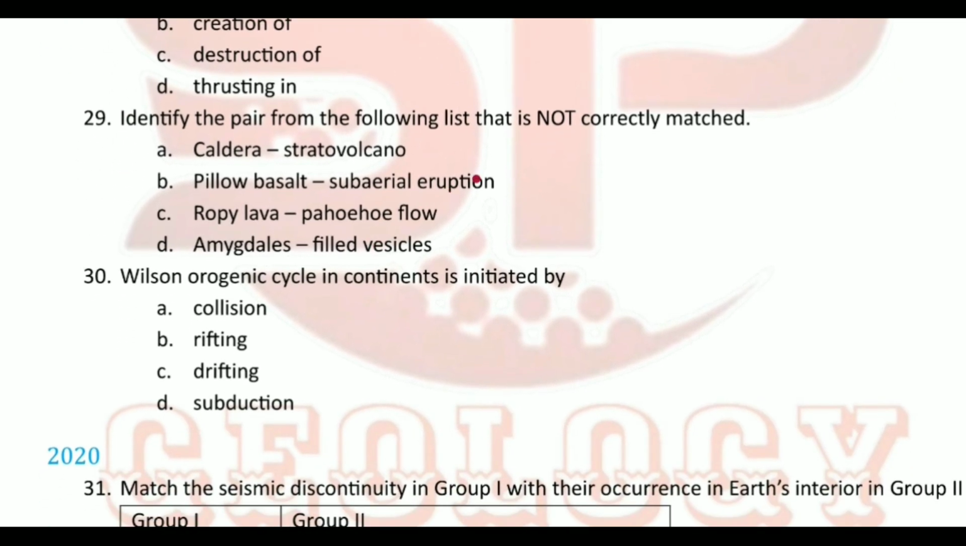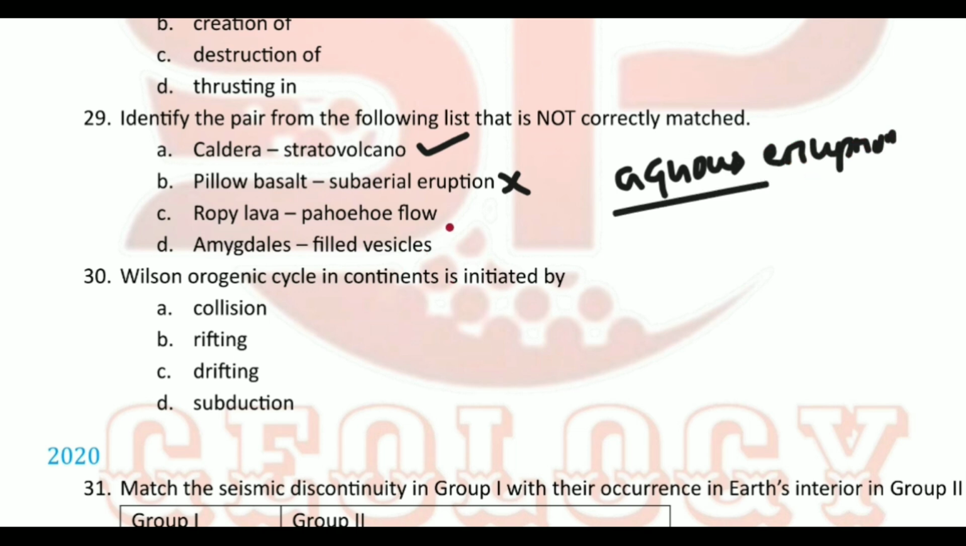Identify the pair of the following list that is not correctly matched. Caldera, stratovolcano: it is a very explosive type of volcano. Caldera is always associated with stratovolcano, the larger crater produced in a stratovolcano. Then below basalt, subaerial eruption will be incorrect. Below basalt, it is always an aqueous eruption. Lava or magma erupting in water, in marine condition, will be below basalt. So the aqueous condition is below basalt.